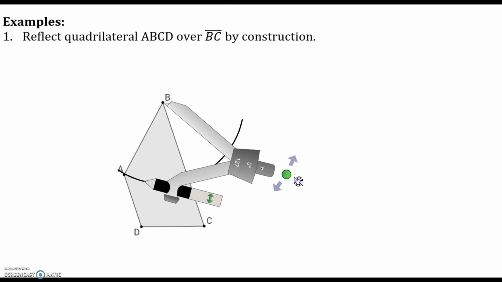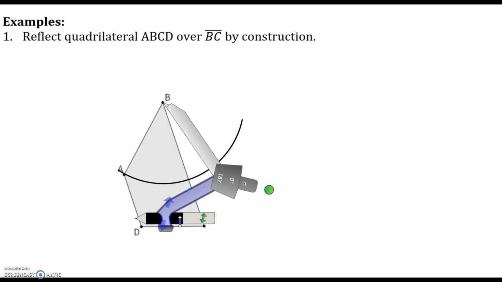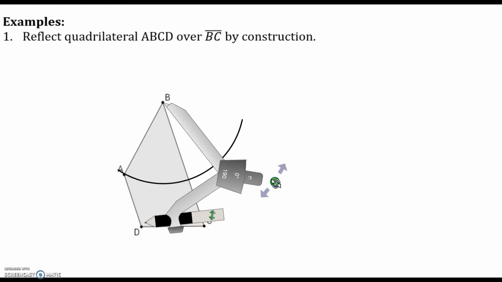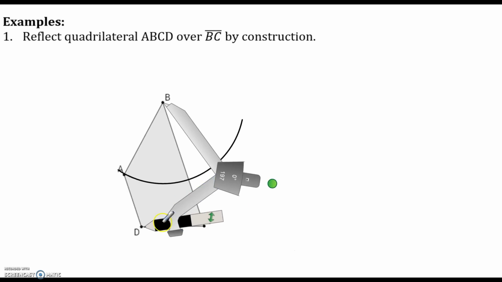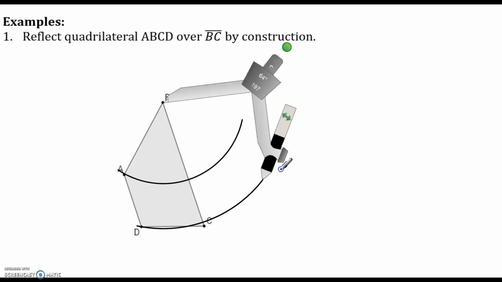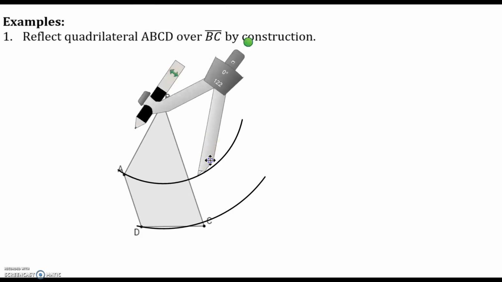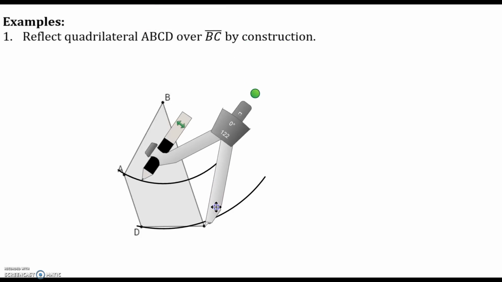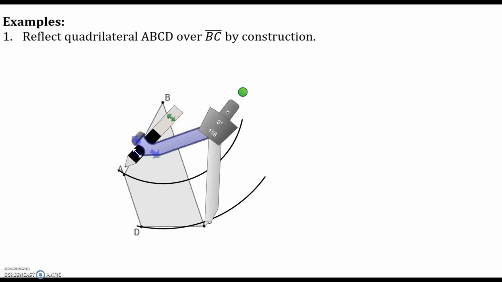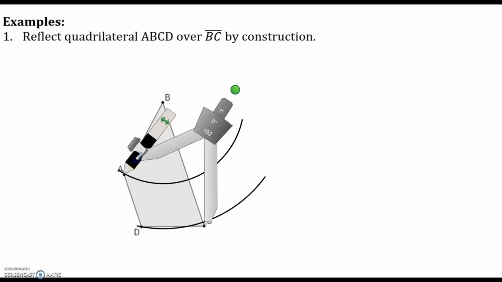We're going to do the same thing to figure out how far away D is. So we're going to measure with our compass the distance from B to D and swing an arc to the other side of the line. Now C is going to remain fixed, so I don't need to measure how far away it is from B. Instead, since C is the other point that's going to remain fixed, I'm going to measure from C to A and do the same thing I did with B. I'm going to make an arc, and A is here.